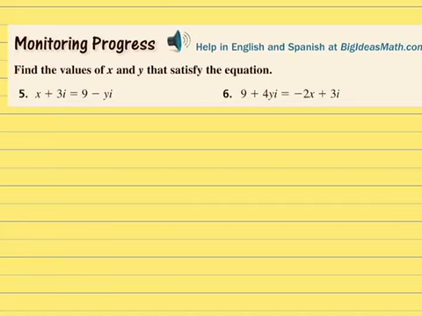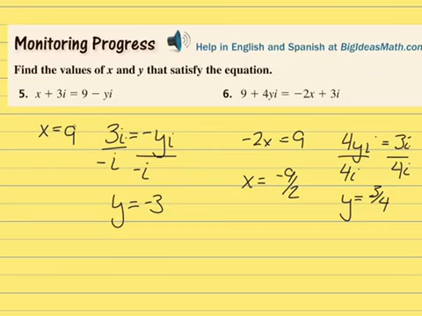Pause it, try these real quick. I'm going to put the answers up so that it doesn't take up a bunch of the video. Then you can unpause and look at my work. So you guys can see here again, you just set the parts equal to each other that go with each other. So x is the real part with 9. 3i is the imaginary part with negative yi, and then you just isolate your variable there.